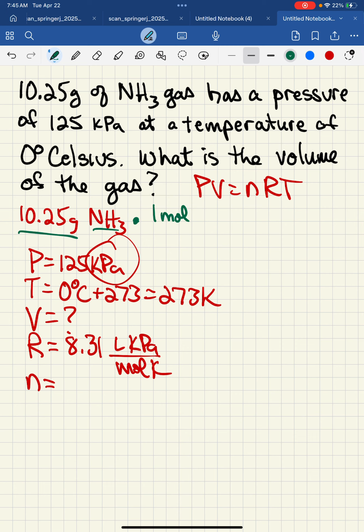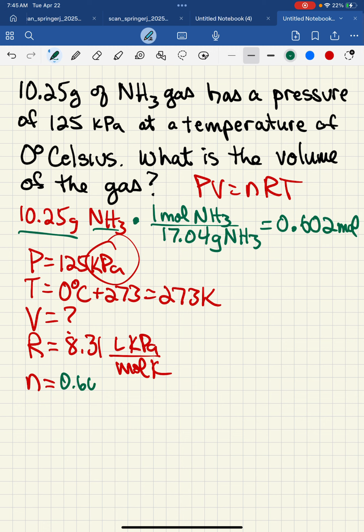1 mole NH3 over 17.04 grams of NH3. And that should end up being 0.602 moles. So I am looking for volume. So here's my equation. I need to move the P from the top on the left to the bottom on the right. V equals nRT over P.